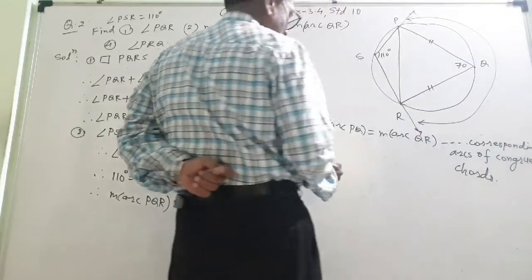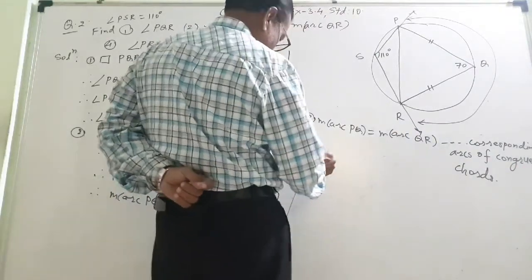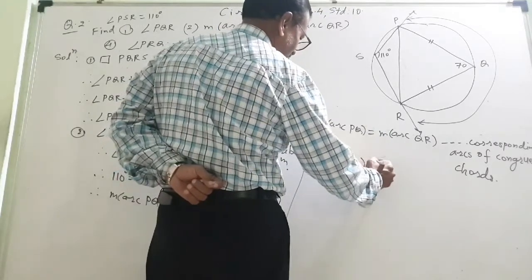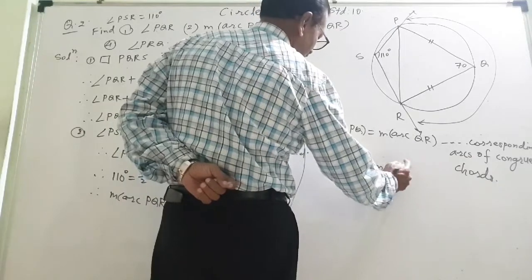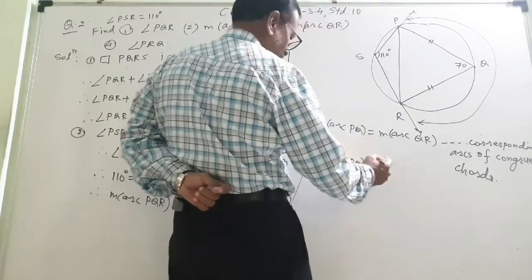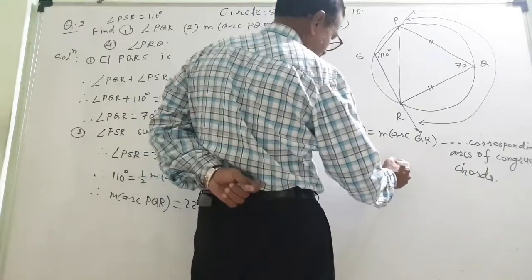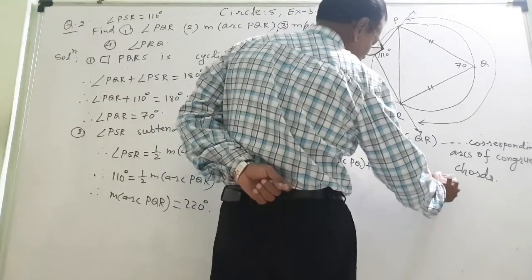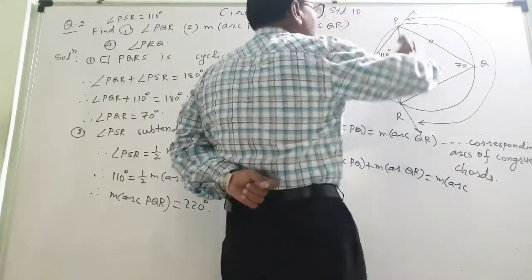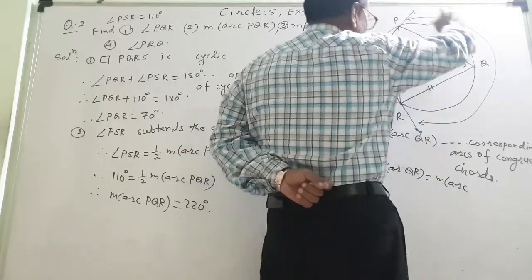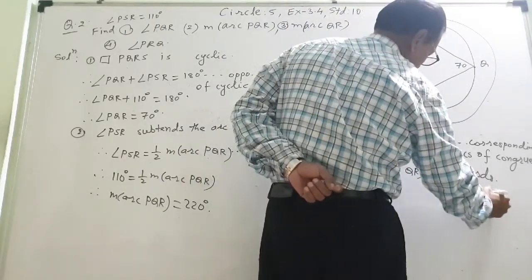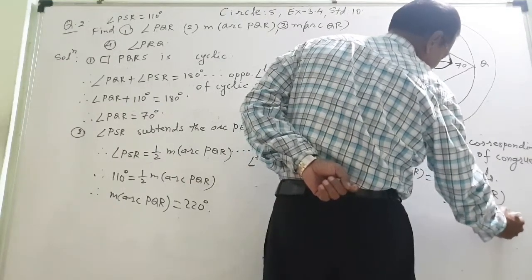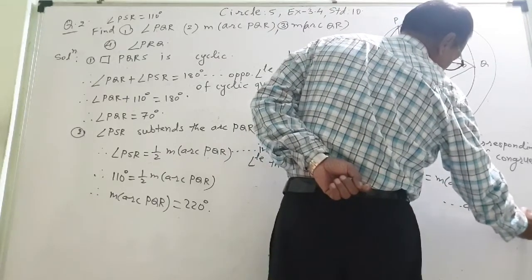There, major arc PQ plus major arc QR, major arc PQ plus major arc QR is nothing but major arc PQ plus QR, which is equal to PQR. Major arc PQR. Reason: arc addition property. This is the reason.